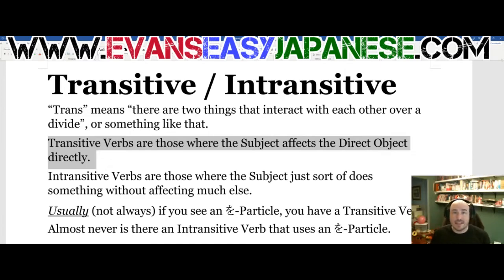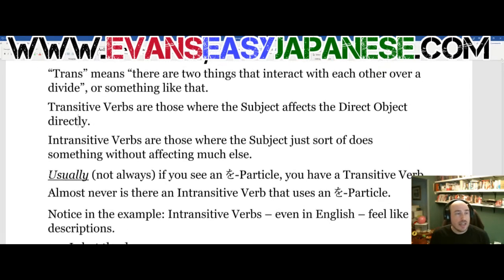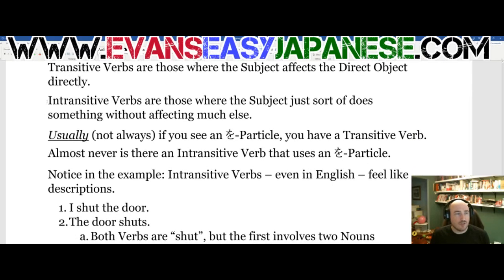Great. I eat celery. There's celery, there's me, and over the divide it goes into my mouth. That would be a transitive verb. And because they couldn't be bothered to come up with a more fun name, they just decided to name the next one intransitive. So not transitive verb is what that basically means, an intransitive verb. These are verbs where the subject just sort of acts, but doesn't actually affect another object, if that makes sense.